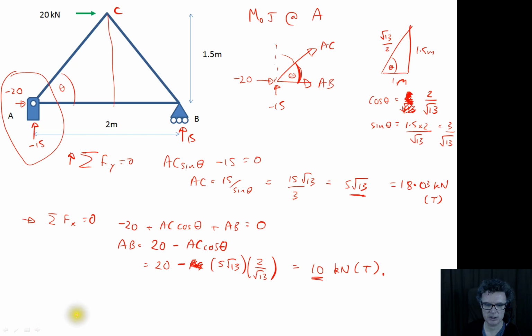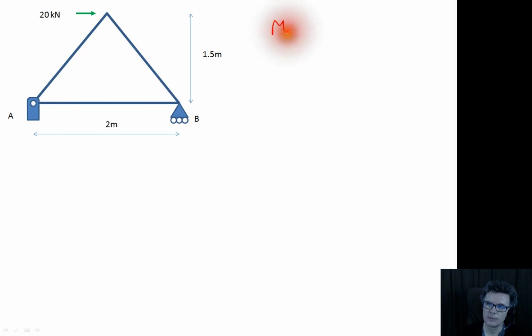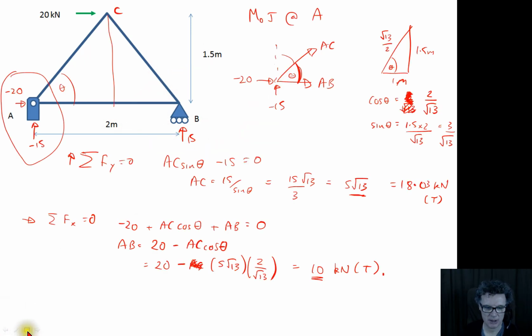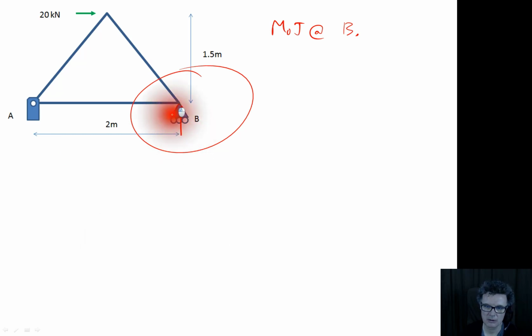Okay, got a blank page here, so now let's go and do method of joints at B. We're going to do a cut through here, label up the external force, 15, and when we do the cut we'll expose the AB term and the BC term, and what we're looking for is the BC term. So method of joints means this angle here theta will be this angle here theta.